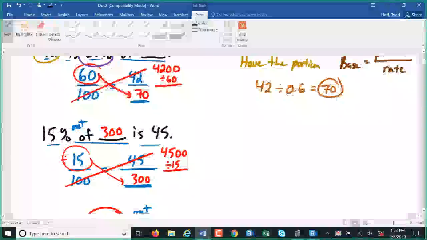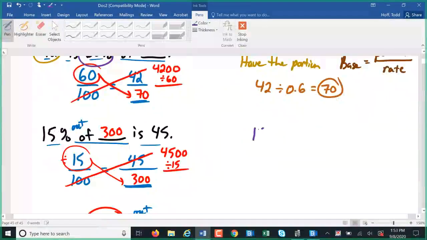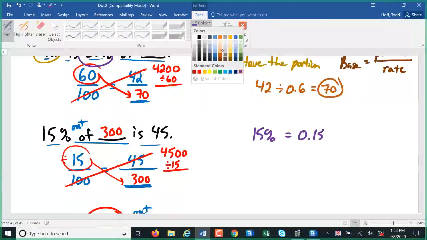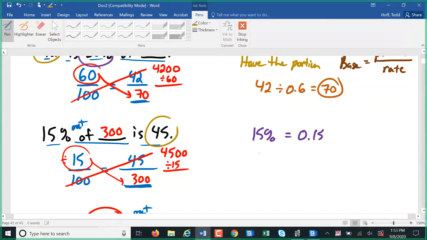The next one, 15% is our percent. As the rate, that's 0.15. We are given a portion of 45. 45 divided by 0.15 is 300.